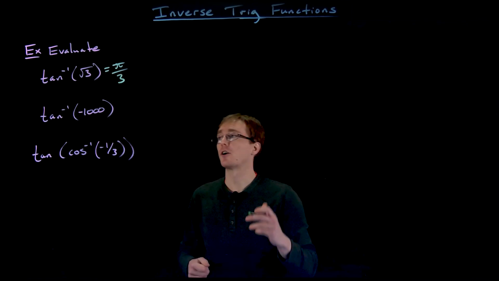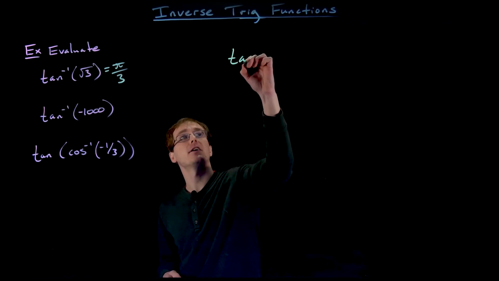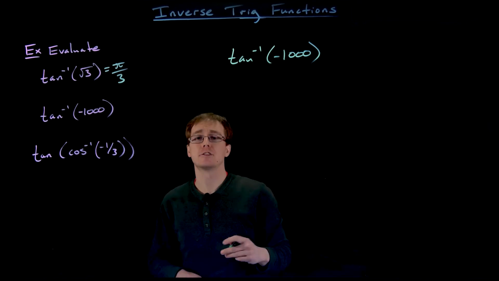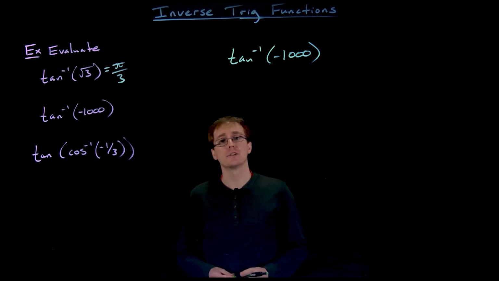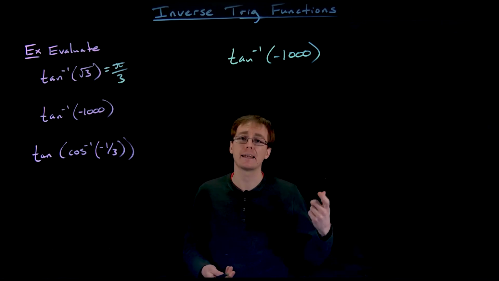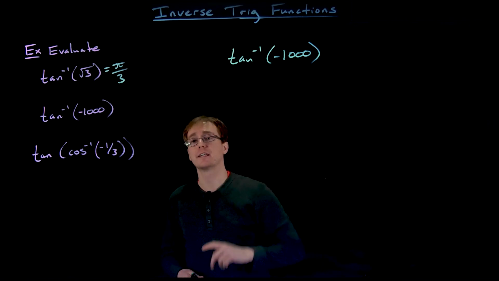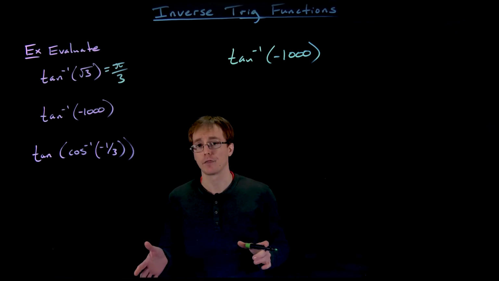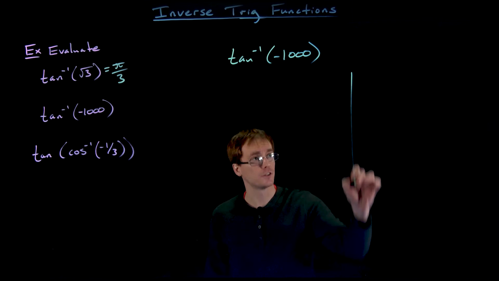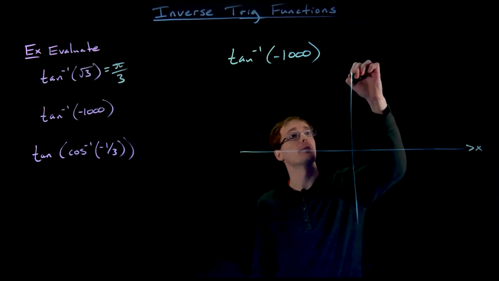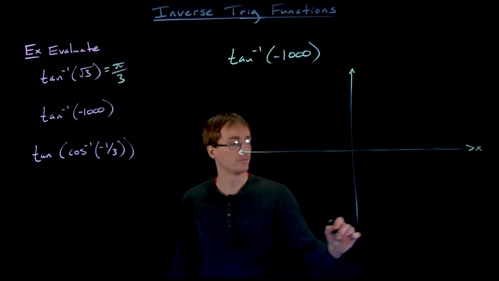The next expression on our list that we want to try to evaluate together is tangent inverse of negative 1,000. We might try to reference our unit circle here, but we should see that none of those ratios of the y to x coordinates from known points on our unit circle are ever going to be equal to exactly negative 1,000. So in this case, we would essentially just use a calculator to help us evaluate this expression.